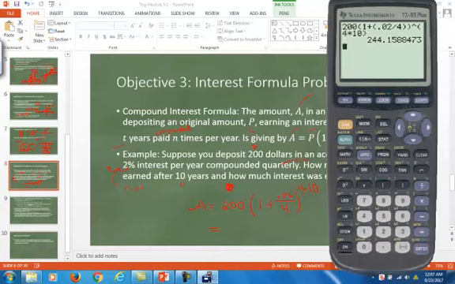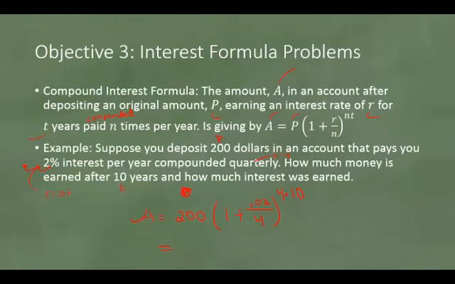So rounding to the hundredths place, it's about $244.16 approximately. So you earned a good $44.16 on interest alone if you started off with $200, right? Not very much.